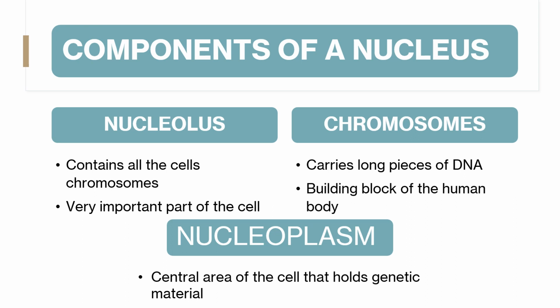Next, we'll talk about the nucleolus. Now, this is a very important part of the cell because it contains all of the cell's chromosomes. These chromosomes are so important because they carry the long pieces of DNA. The chromosomes are the building blocks of the human body. They're what make us us. Then you have the nucleoplasm, which holds all that genetic material in the cell.